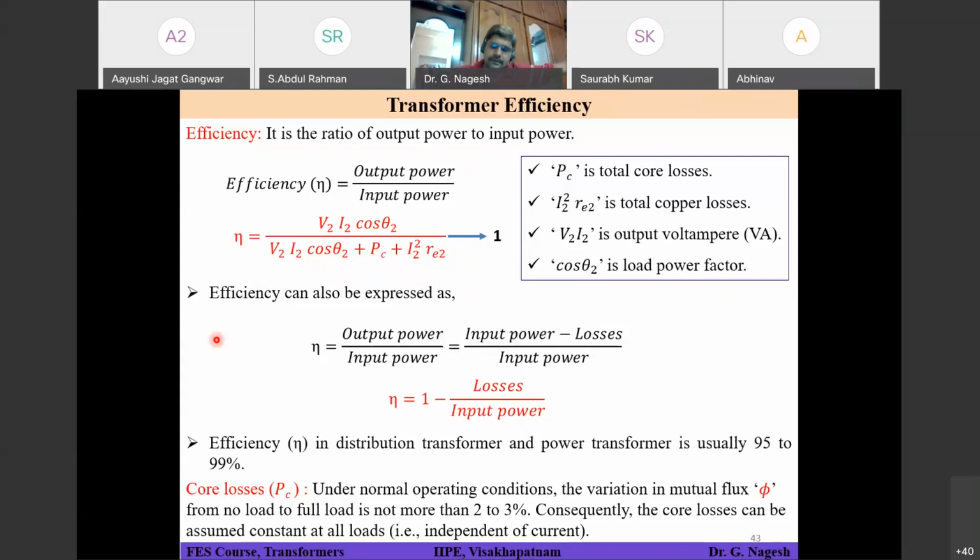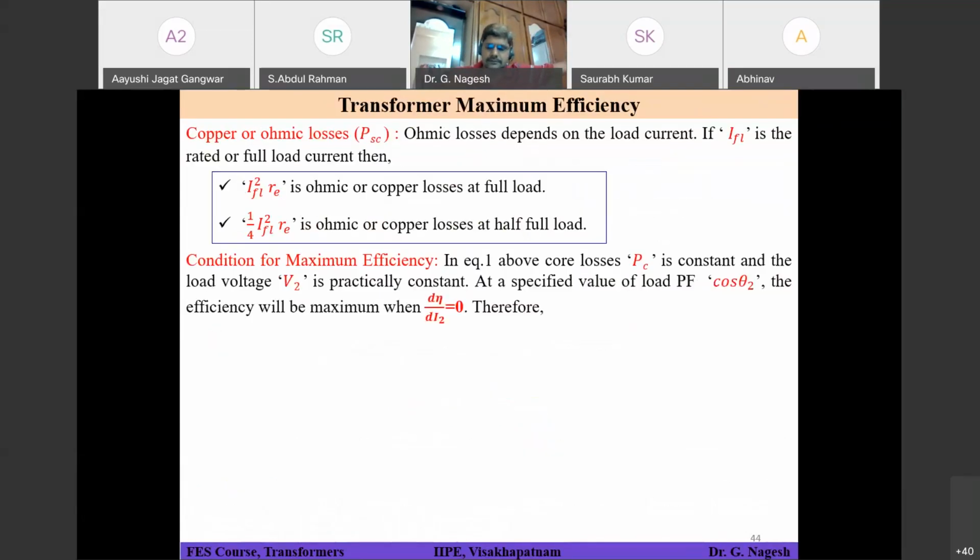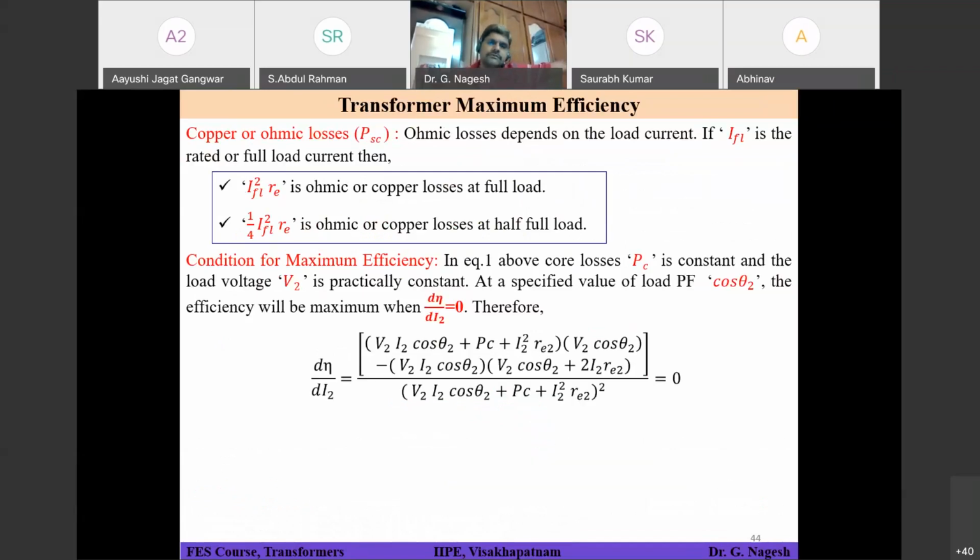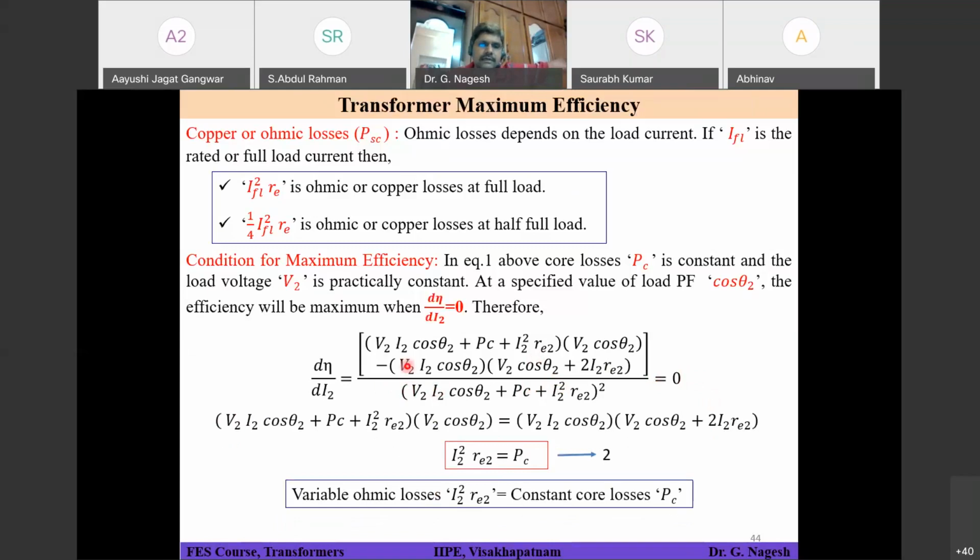Okay, so let's see that. It's the u by v formula you have to apply, right? So v into, this is your v, the same thing shown in the denominator I have written here, v into derivative of u. You are differentiating with respect to I2, so it will be V2 into cos of theta 2. v into derivative of u minus u into derivative of v, whole by v square, is equal to 0. So this entire denominator term gets multiplied with 0 and becomes 0, and only the numerator will be available. That one I have written here.